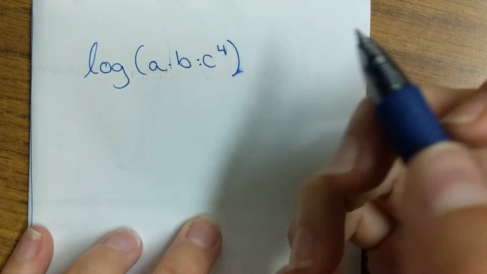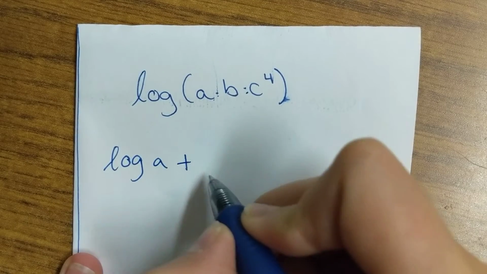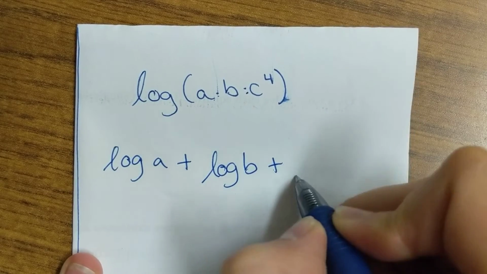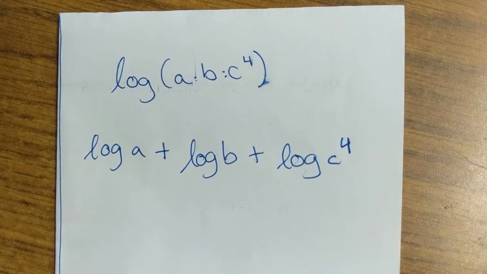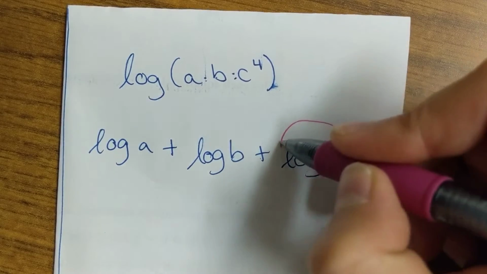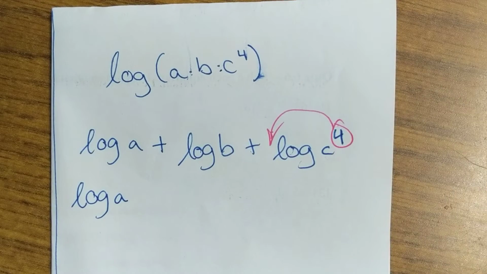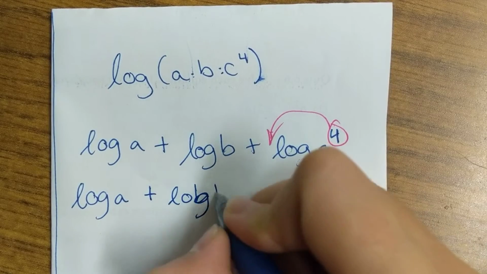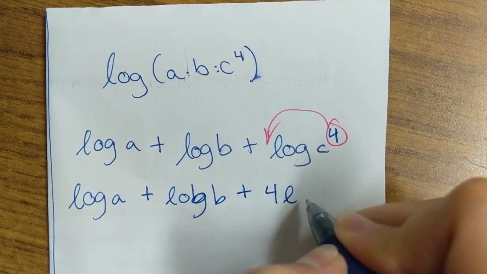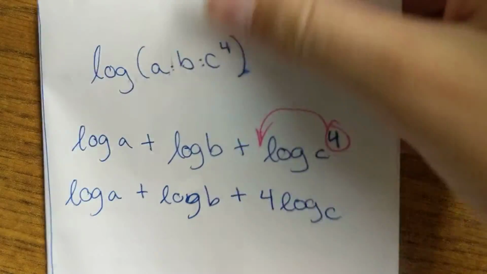All right, they also want us to expand this one. First of all, I'm going to change each of these products into a sum. Again, don't forget that you need to take the log of each piece. So log of A plus log of B plus log of C to the power of 4. And then our last step is to pop that power down to the front. And your final answer: well, I guess the base is 10. This is the common log. So log of A plus log of B plus 4 log C.